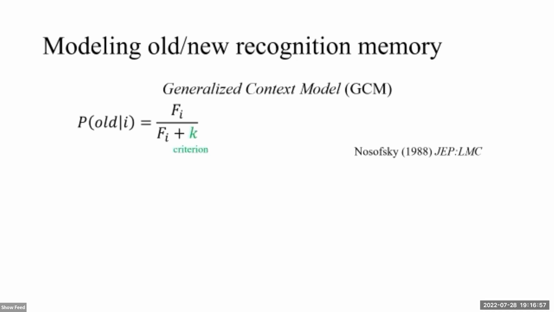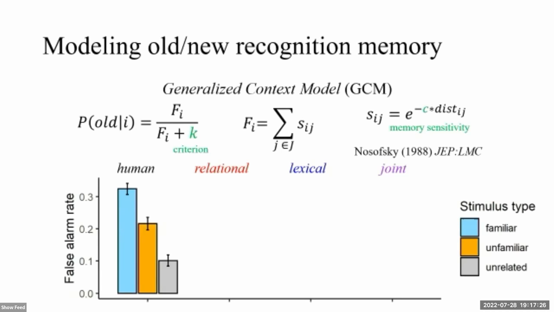That familiarity is in turn generated as the aggregate similarity of a given word pair item I to all of the word pair items J that were shown during the prior encoding task. The similarity is computed as an exponential decay function of the distance between a given word pair I and a studied word pair J. We fit each of the different models, fitting these free parameters, this criterion parameter and this memory sensitivity parameter, to best approximate human performance.